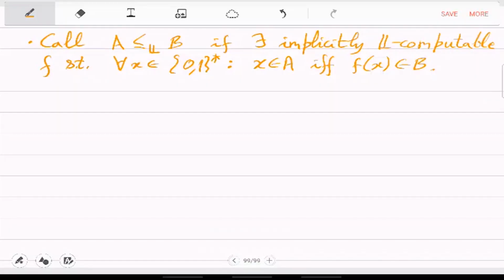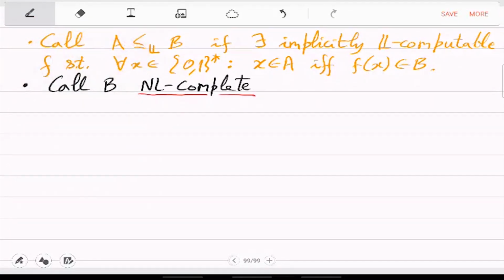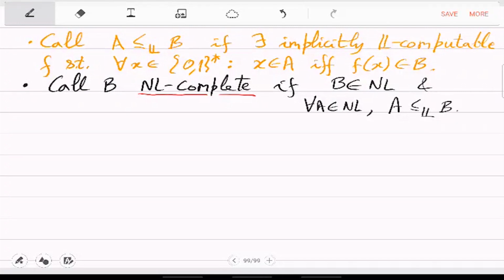Except that f is now very restricted, f has to be an implicitly L computable function. And finally, we call B NL complete if B is in NL and for all A in NL, A reduces to B. Okay, so B will be called NL complete if B is in NL and every problem in NL reduces to B by an implicitly L computable function. I mean, there is a log space reduction basically from A to B.